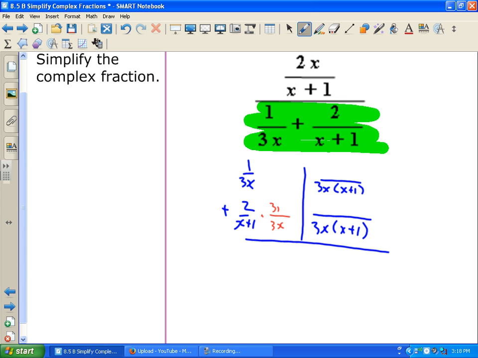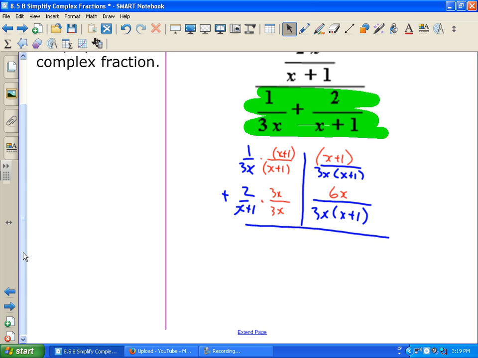For this one, I'm going to have to multiply by 3x. And 2 times 3x will give me 6x there. For the top expression, I'm going to need to multiply that one by x plus 1 times x plus 1. 1 times x plus 1 is just x plus 1. Finishing that up, simplifying that will give me 3x times x plus 1 as my common denominator. Up top, I will have x plus 1 plus 6x, which will really be 7x plus 1 over 3x times x plus 1.